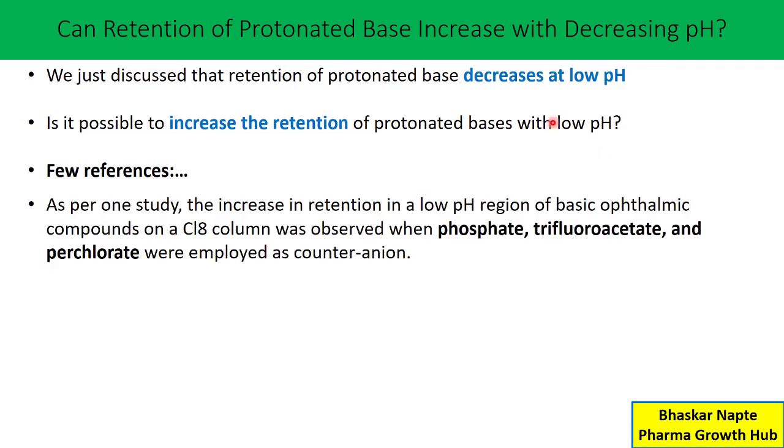The first example is, as per one study, an increase in retention time in a low pH region of basic ophthalmic compounds on a C18 column was observed when phosphate, trifluoroacetate, and perchlorate were employed as a counter anion. Now, you must have seen some test mobile phases containing this kind of acidic modifiers. And here is the exact point. Such acidic modifiers in a high quantity or concentration can result in an increase in the retention time of a protonated base at a lower pH value.